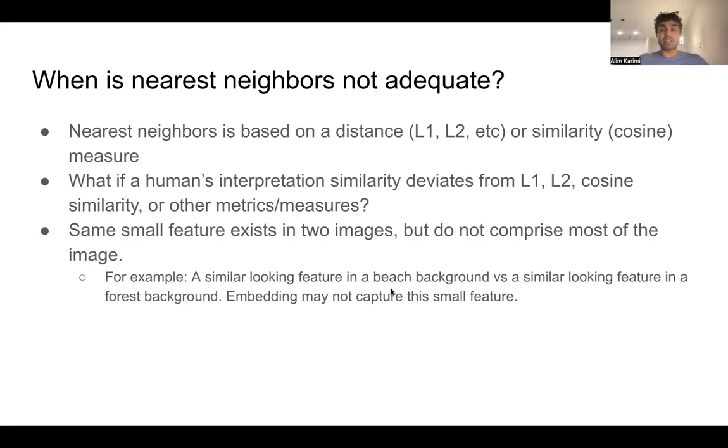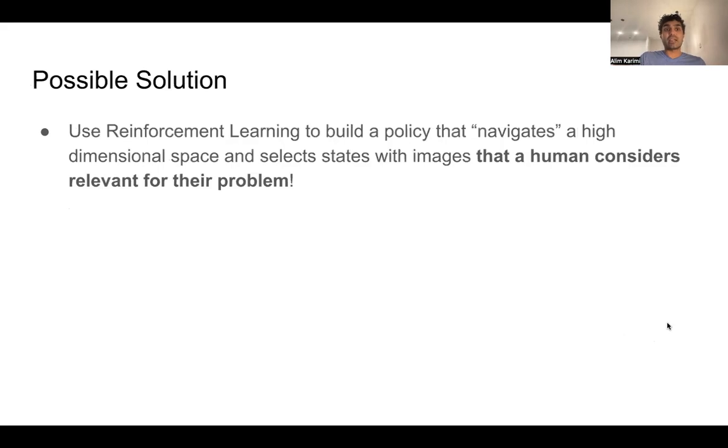So again, just to motivate this a little bit more, we can have a similar looking feature, but most of this background is a beach, and then another similar looking feature, but most of the background is a forest. The k-nearest neighbors may not heavily weight that, but as a human, that may actually be the feature we care about. And so one possible solution here is to use reinforcement learning, specifically to build a reward function that helps in aiding to find these similar looking images that a user defines to be similar.